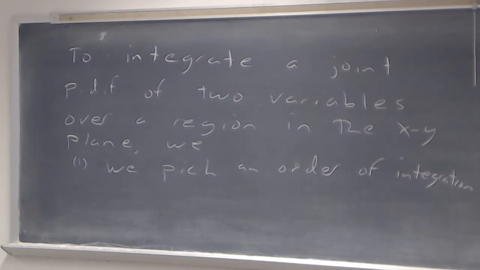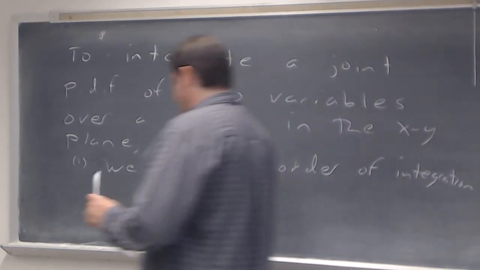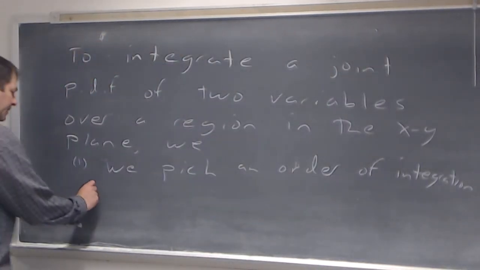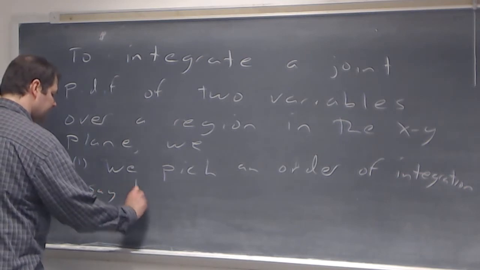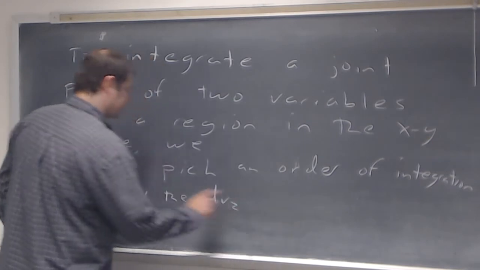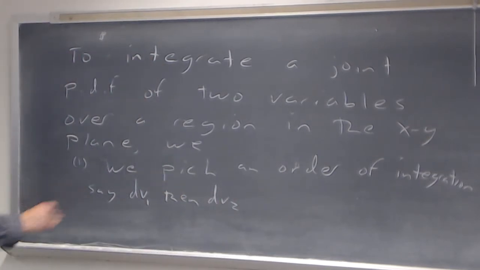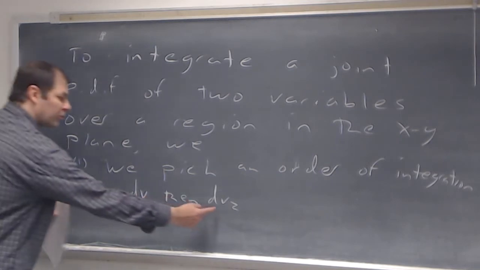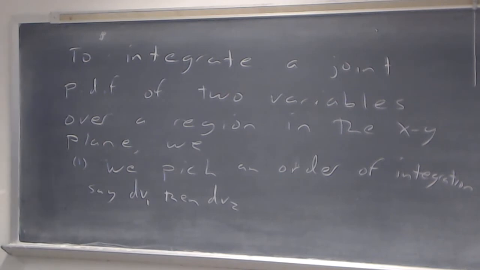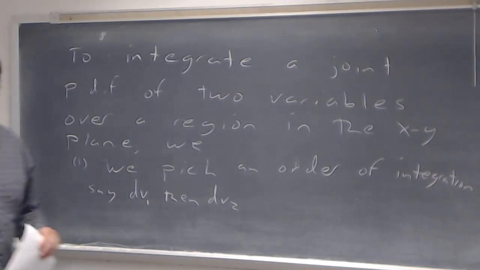It might be less difficult one order over another, but we pick an order of integration, and we're integrating with respect to x and y. But I'm going to say dv1 then dv2. So that's the way I'm going to write down that dv1 dv2. That means that really the outer integral is with respect to v2 and the inner integral with respect to v1.